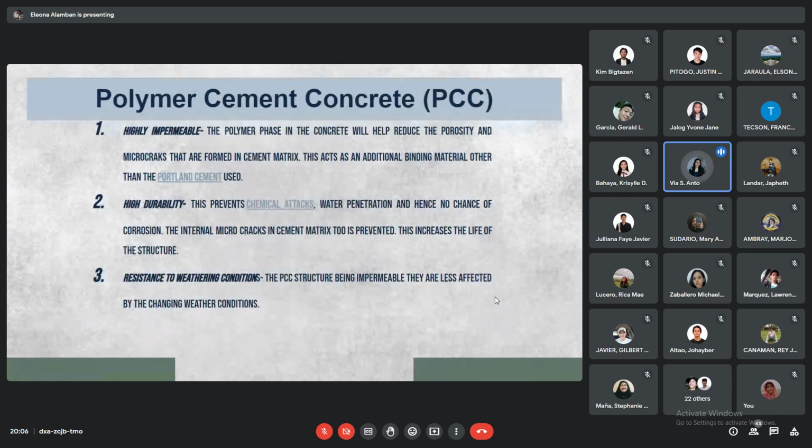Second, it has high durability. This prevents chemical attacks, water penetration, and hence no chance of corrosion. The internal microcracks in the cement matrix are also prevented. This increases the life of the structure. Third, resistance to weathering conditions, meaning the PCC structure being impermeable, is less affected by the changing weather conditions.